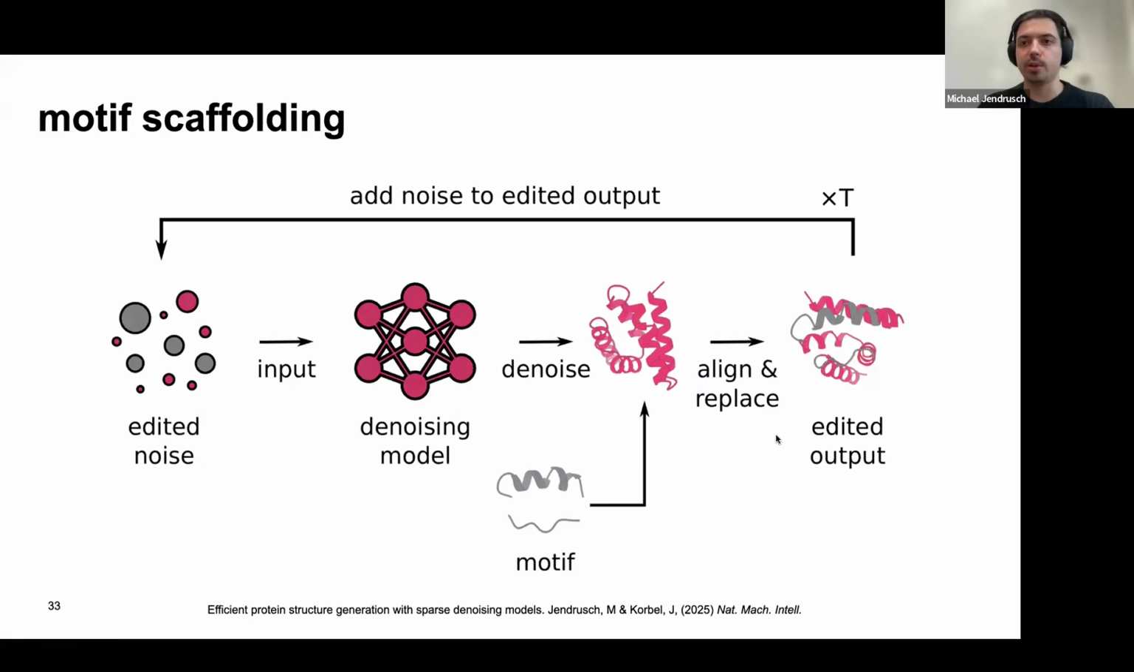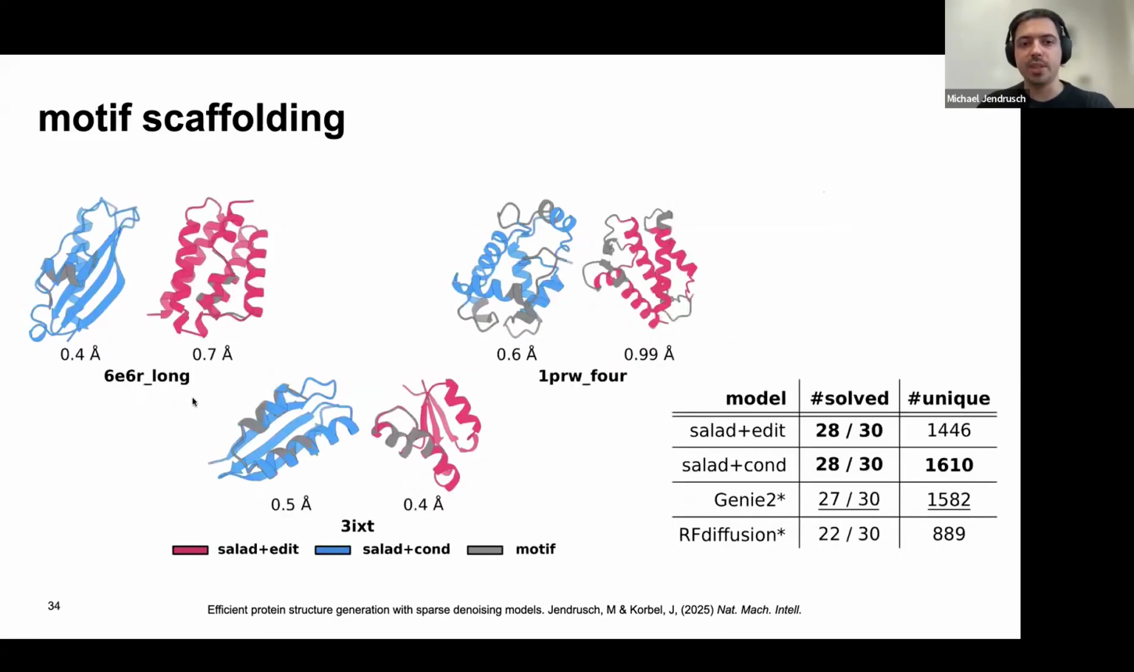So how does this work in a concrete example? If you want to scaffold a motif from some protein, for example, an enzyme active site, what we could do is start with random noise, stick this into our Salad model, get out a denoised structure, and then take our motif of interest, align it to the denoised structure, and replace the coordinates in the denoised structure with the coordinates of the motif.